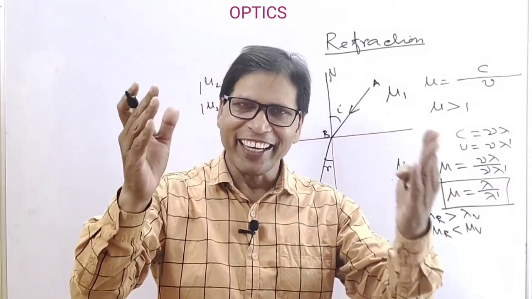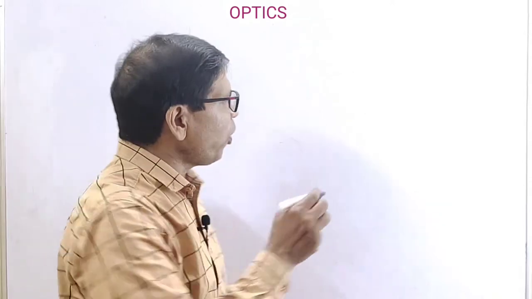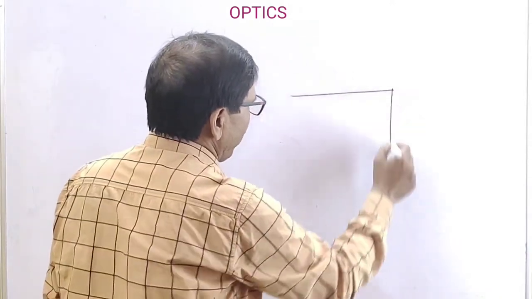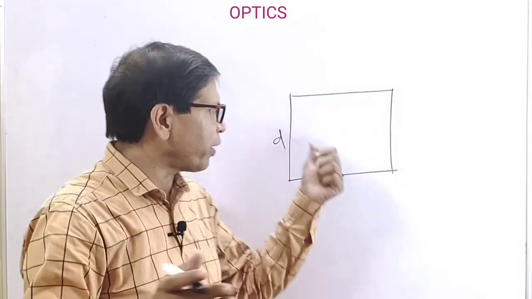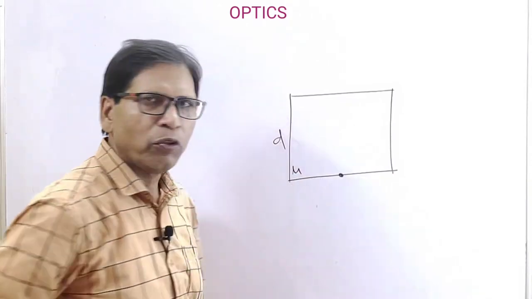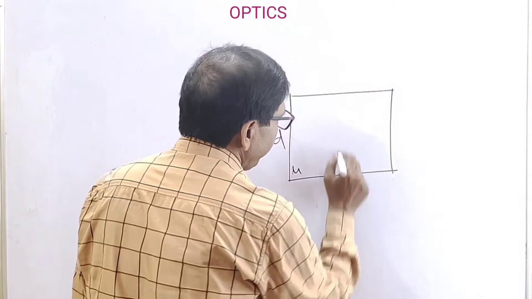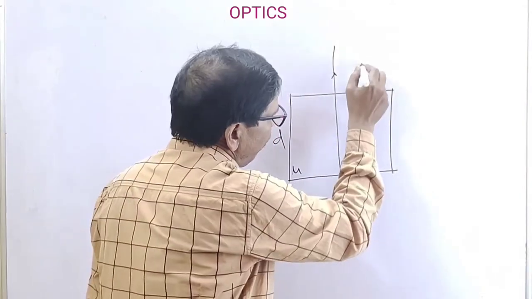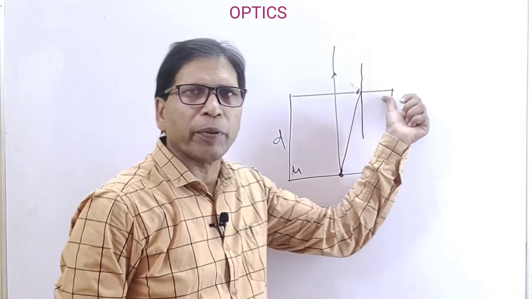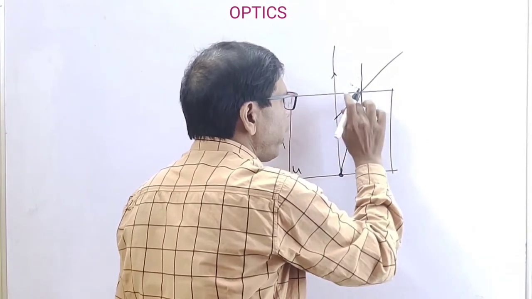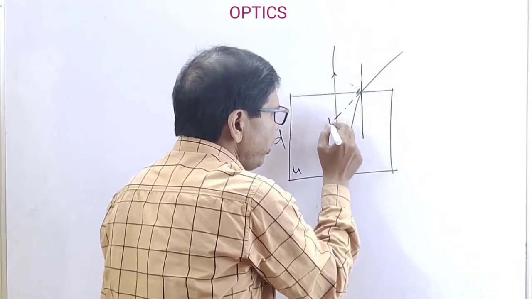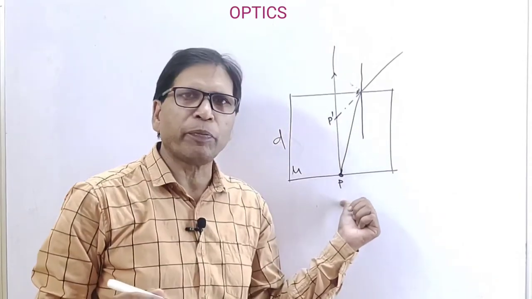Understood? Now next. Now we have to express the relation between real depth and apparent depth. Look at this: a transparent medium of depth D. A luminous object P is placed at the bottom of a transparent medium of refractive index mu. A normal ray is incident on the interface and an oblique ray is incident on the interface. After refraction, they appear to meet at this point. So this is the image of object P.